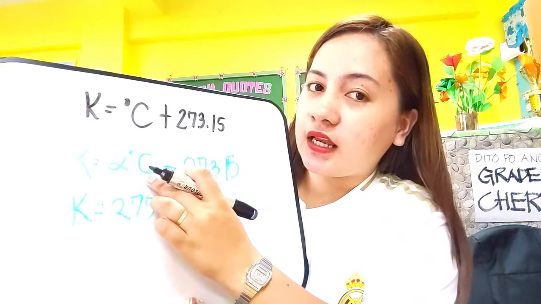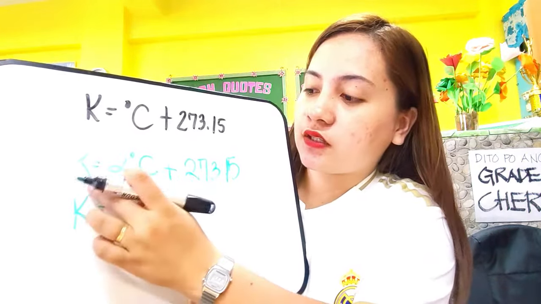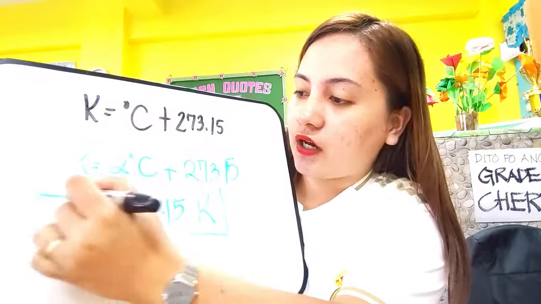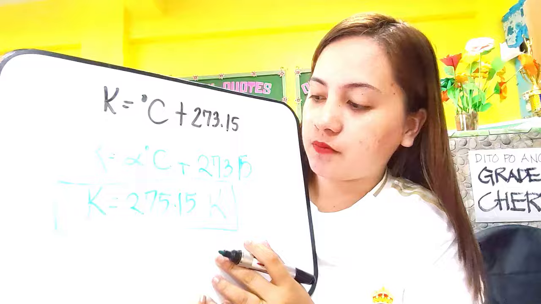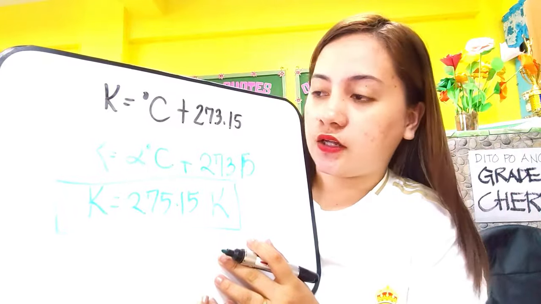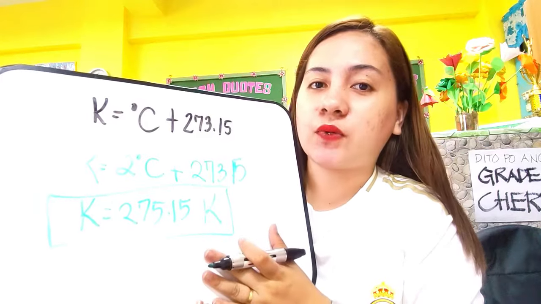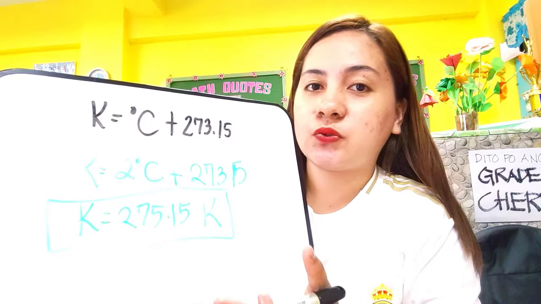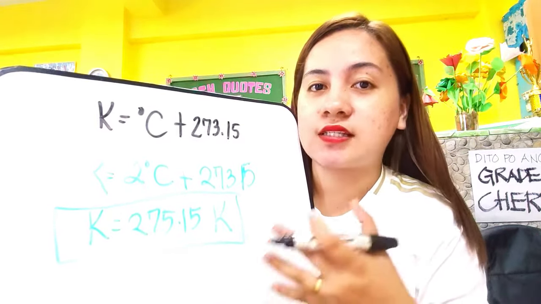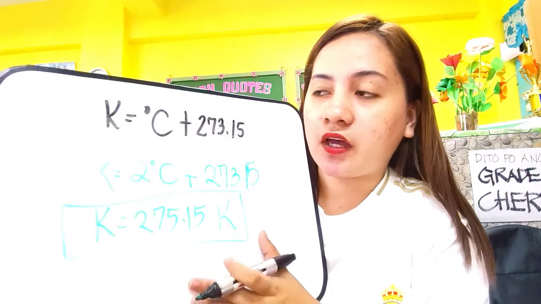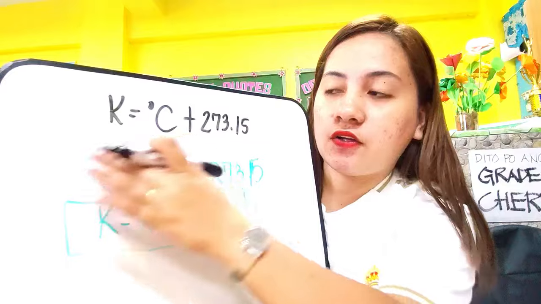Alright? So, now let's add these values para maka-arrive tayo sa 275.15. Mawawala na si Celsius since itong value na ito ay para na kay Kelvin. So, we have now 275.15 Kelvin. So, this is just an example at ganito din yung gagawin ninyo kung meron tayong value ng temperature na nakasulat sa Celsius. So, i-convert natin siya into Kelvin using this formula.